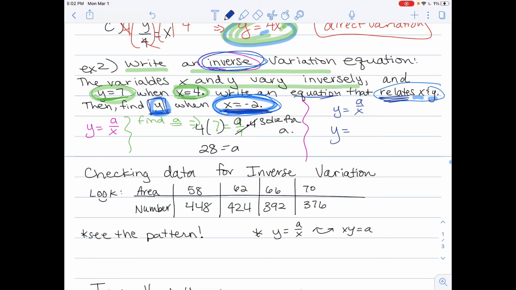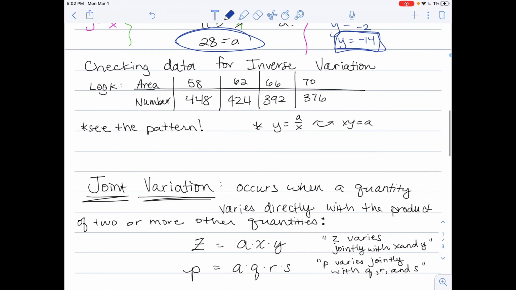We know a, we already found it, was 28. And x is negative 2. So y equals 28 over negative 2. And we divide that. We get negative 14. That's our answer. Good job.